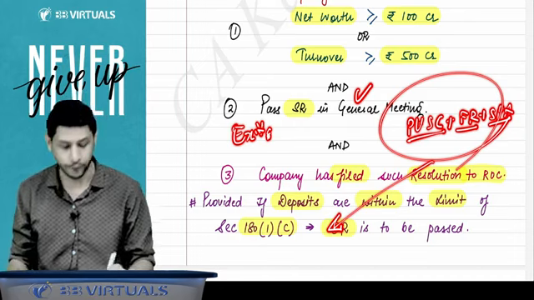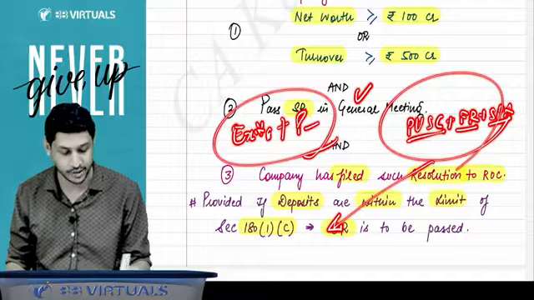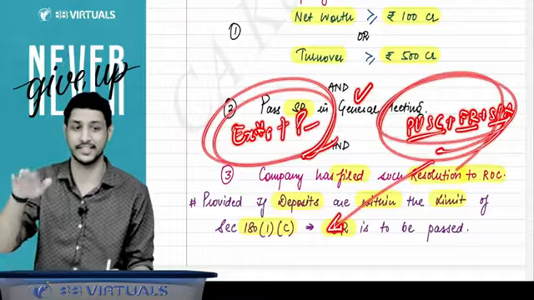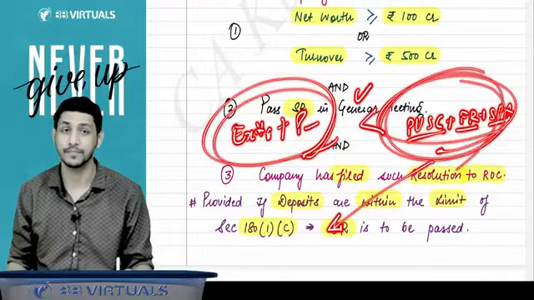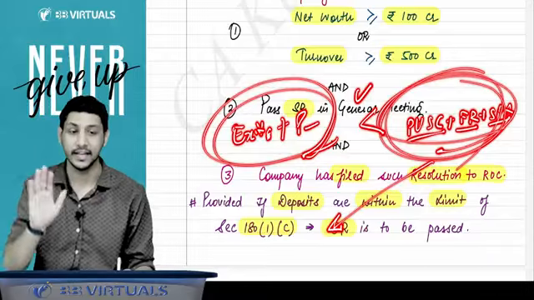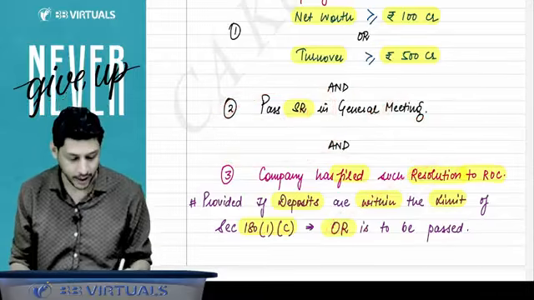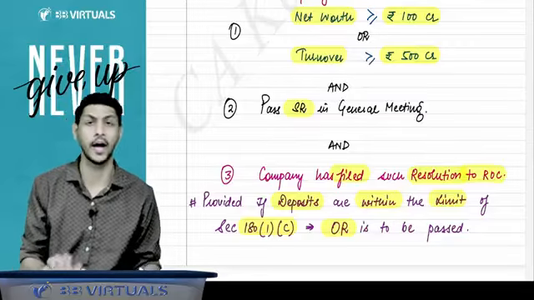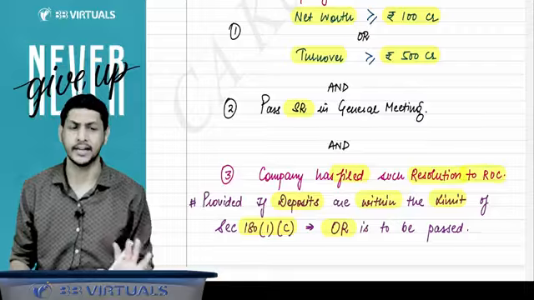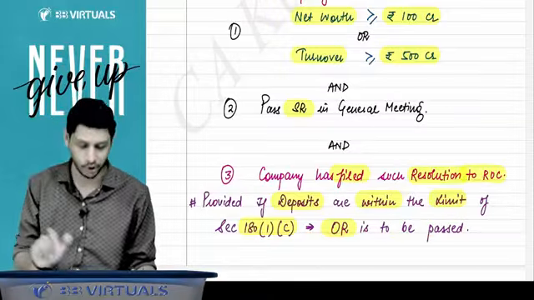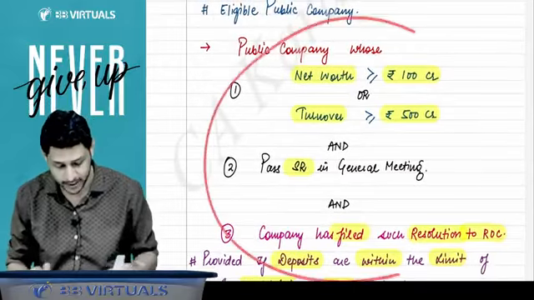So I want to say, if your existing plus proposed borrowing is not exceeding this limit, your existing plus proposed deposits are less than this limit, then there is no need to pass SR. You just have to pass OR. Then OR is sufficient. You just pass the OR, file that OR with the ROC, and that is enough. You need not pass a special resolution. So this is the criteria of an eligible public company.